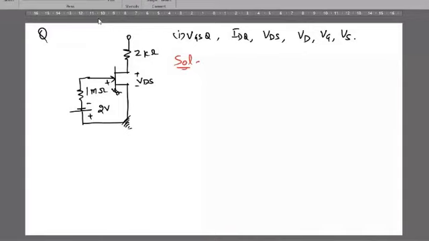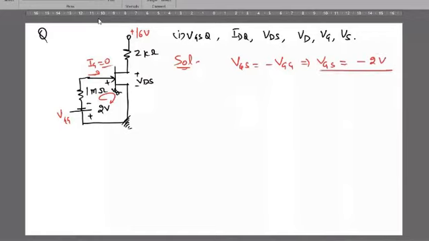So solution you can provide, you can solve it like this. Directly we can apply one equation, since in this configuration IG equals to 0 for DC analysis, and this voltage is given like 16 volt, plus 16 volt. So we can say VGS equals to minus VGG. Here, if we apply KVL in this loop, this is VGG, and this will provide us the value of VGS equals to minus 2 volt. Is that fine? And we know that VS equals to 0.